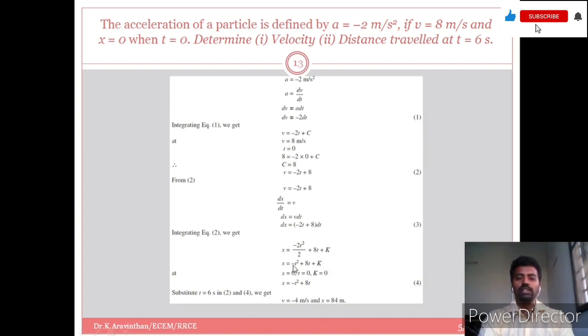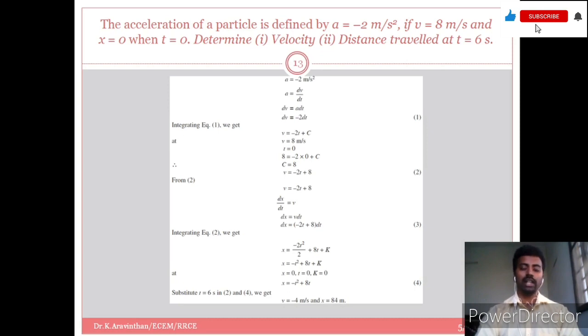Right now displacement is minus t square plus 8t. So in this equation, if you substitute t equal to 6, you will be getting x equal to 84 meter. This is the way of identifying the velocity and displacement.